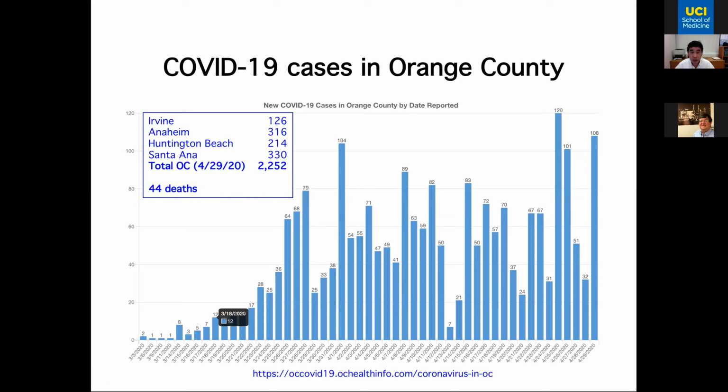The major cities in Orange County also have the most cases. In Irvine here, we have 126 cases. Other big cities in the county also have cases in the hundreds. We have had 44 deaths in Orange County. Again, compared to the rest of the country, this is actually not a high number.